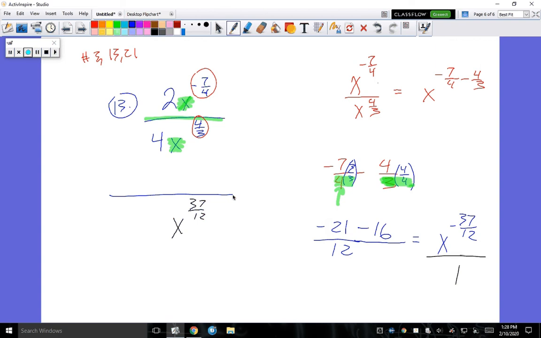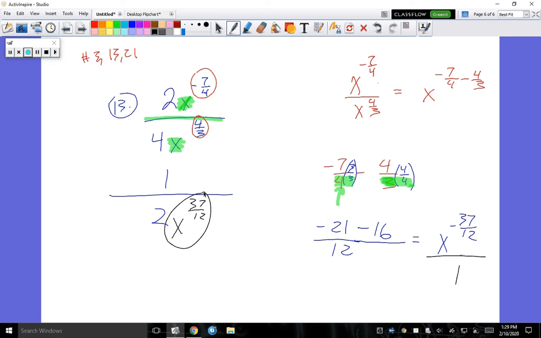Yeah, I'm not there yet. The 2 and the 4 will reduce to 1/2. So you have 2x to the 37 over 12 in the denominator and a 1 in the numerator. Okay? Now, here comes the question. This is square rooted right now. It is. Or not square rooted. It's in radical form, like a radical is in the denominator right now.